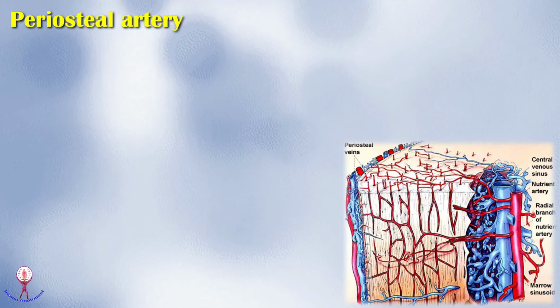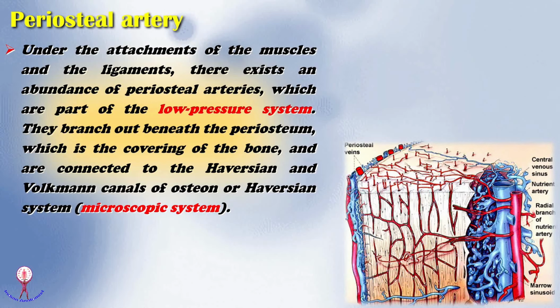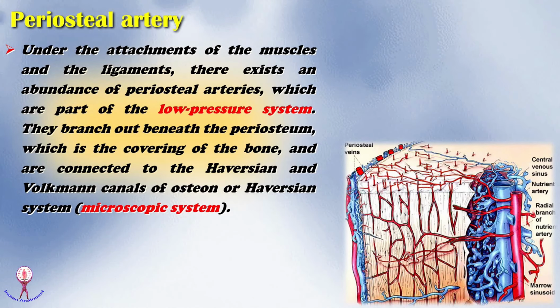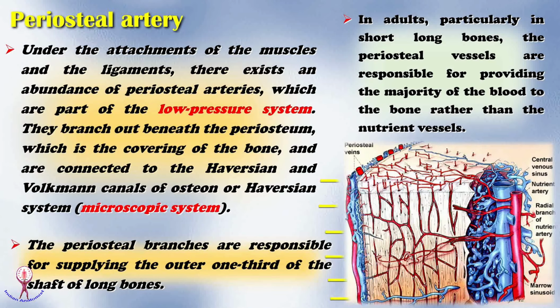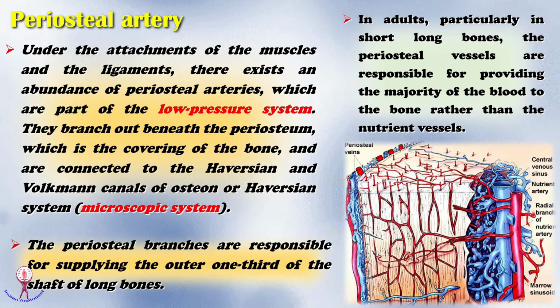Periosteal arteries are a low-pressure system that is abundantly situated deep to the attachments of the skeletal muscles and ligaments. They branch out beneath the periosteum, which is the covering of the bone, and are connected to the Haversian and Volkmann canals of the Haversian system, a microscopic system. The periosteal branches are responsible for supplying the outer one-third of the shaft of long bones. In adults, particularly in short long bones, the periosteal vessels provide blood to the majority of the bone, rather than the nutrient vessels.